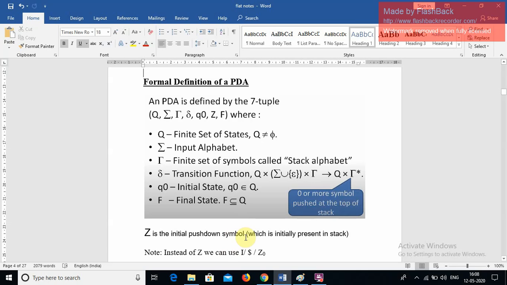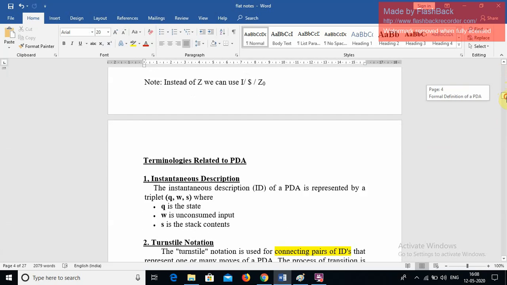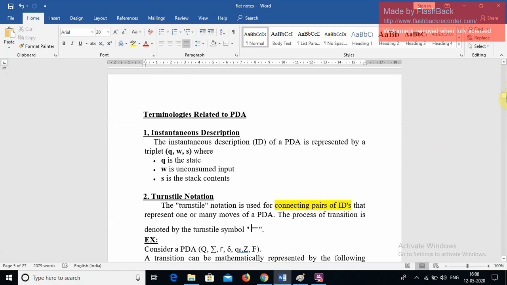Next, here we have a note. Instead of z, we can also use symbols like dollar or z naught as the initial pushdown symbol. Some terminologies can be used here.